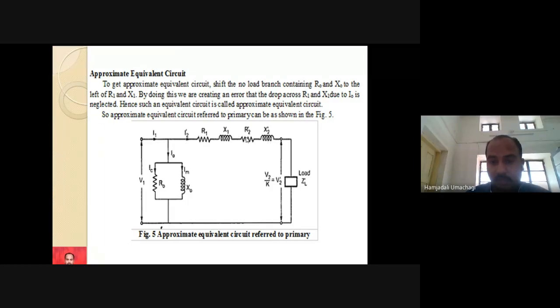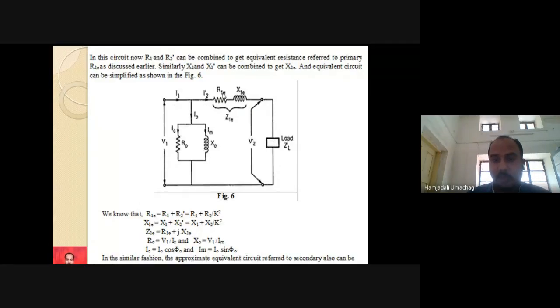After adding R1 and R2 dash, and X1 and X2 dash, the circuit diagram will be next. R1 and R2 dash give R1E, X1 and X2 dash give X1E. What is this R1E? R1E is nothing but R1 plus R2 dash, and X1E is nothing but X1 plus X2 dash. So this is the equivalent resistance referred to the primary side. The combination of R and X is impedance, that is Z1E. Z1E is nothing but the equivalent impedance referred to the primary side.